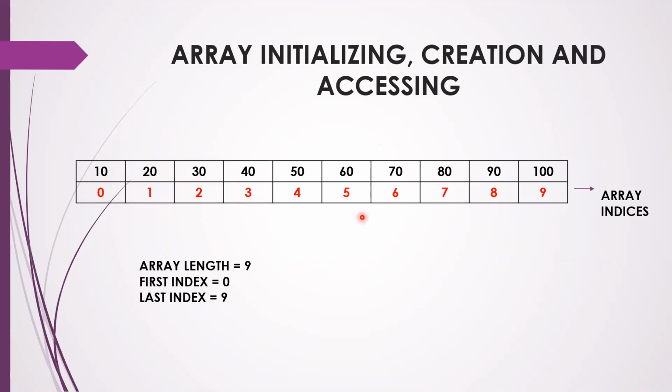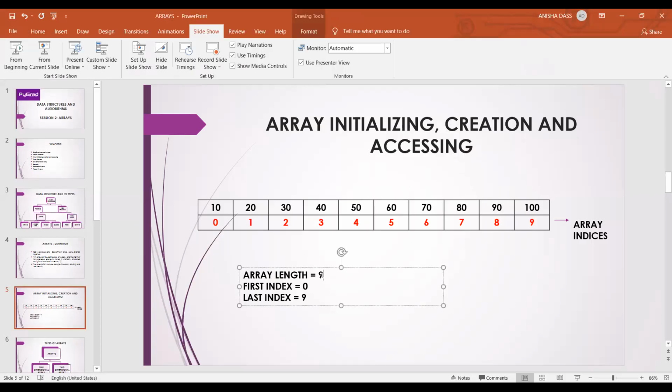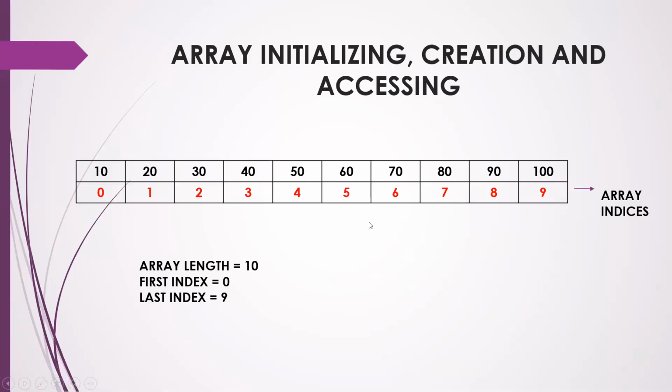So this is an array which can be mapped: we can store the elements in continuous memory locations. 0 to 9 are the memory locations, and the elements stored in the corresponding locations are 10, 20, 30, 40, 50, 60, 70, 80, 90, and 100. So all these elements are stored in continuous memory locations from 0 to 9. The array length is 10, and the first index is 0 and the last index is 9.